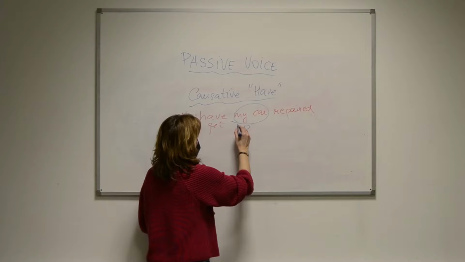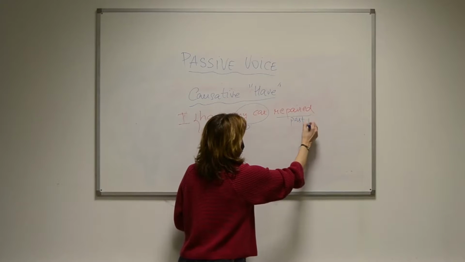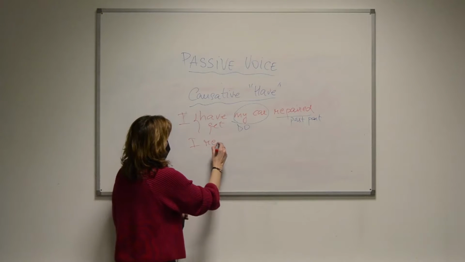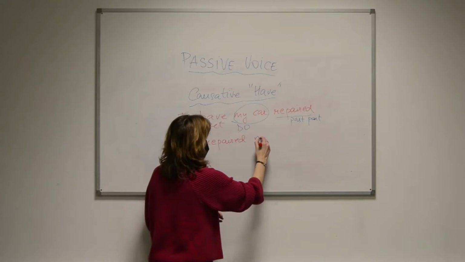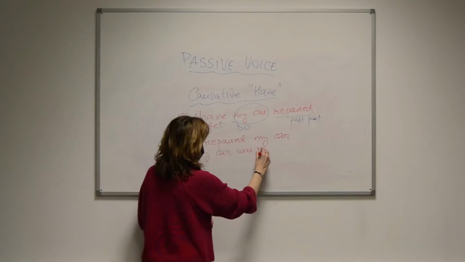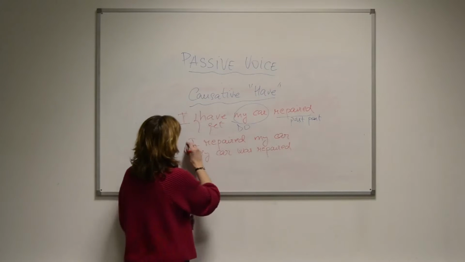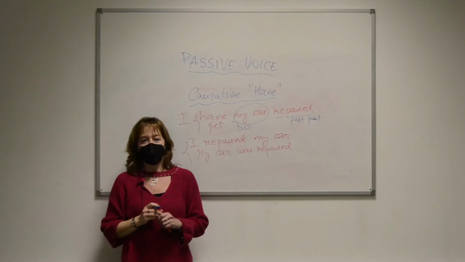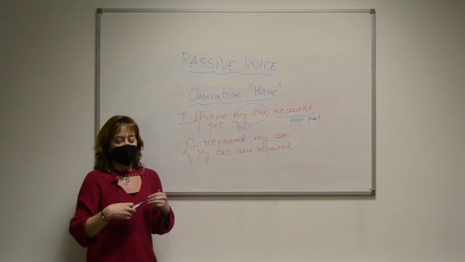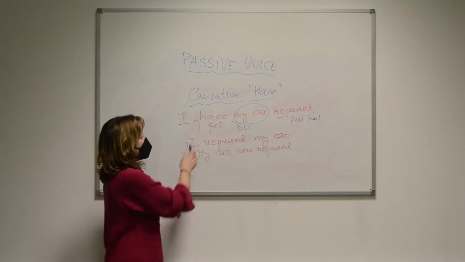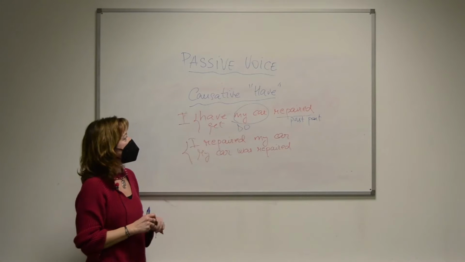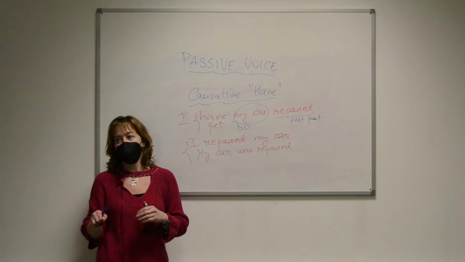Here we have the object, and here we have a past participle. It is completely different if we say I repaired my car, or in passive, my car was repaired. In this sentence, I repaired my car, it means that I do the action. I have a car, this car is mine, and I started to repair it myself. This one, the first one, means the opposite, means that somebody did that. I have my car repaired, it's a causative have, because somebody repaired your car, not you.